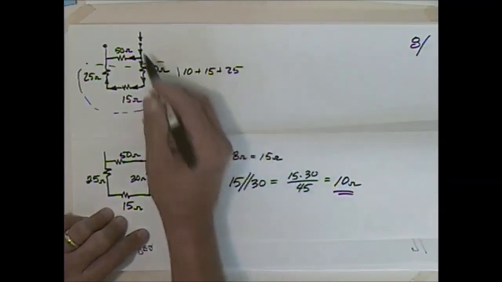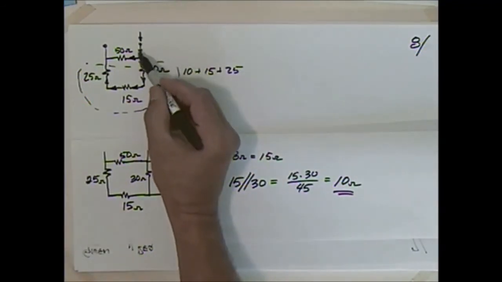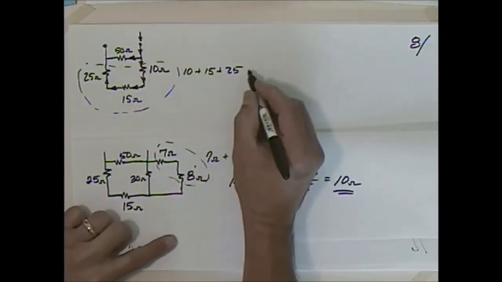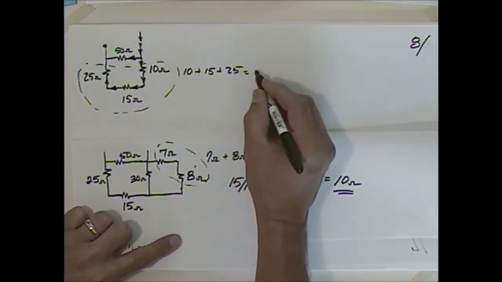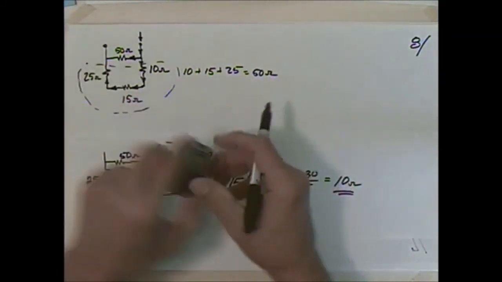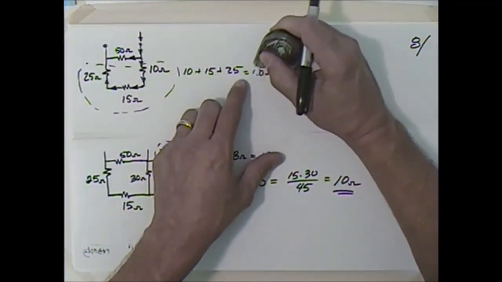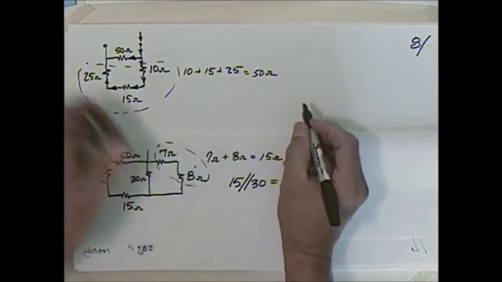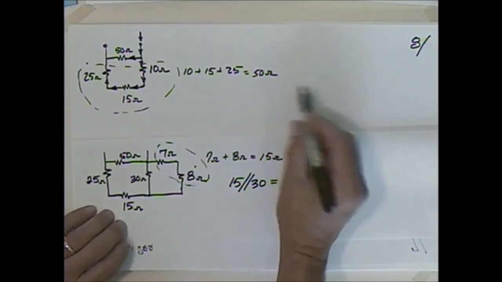And that's a good way of thinking about things. Imagine yourself as a current. You have some choices. You could go through the 50 or you go down here. So you sum this up. That gives me what? 50 ohms. Very nice, 50. That's much better, but there's 50.